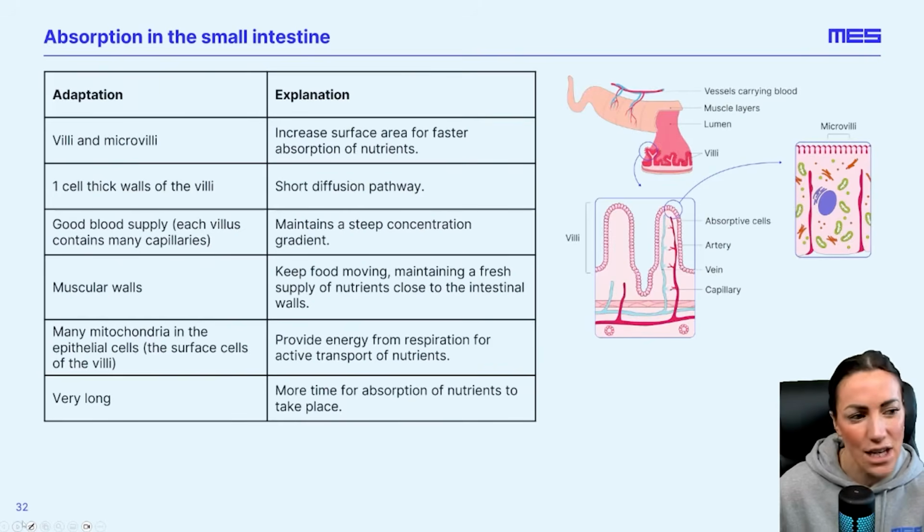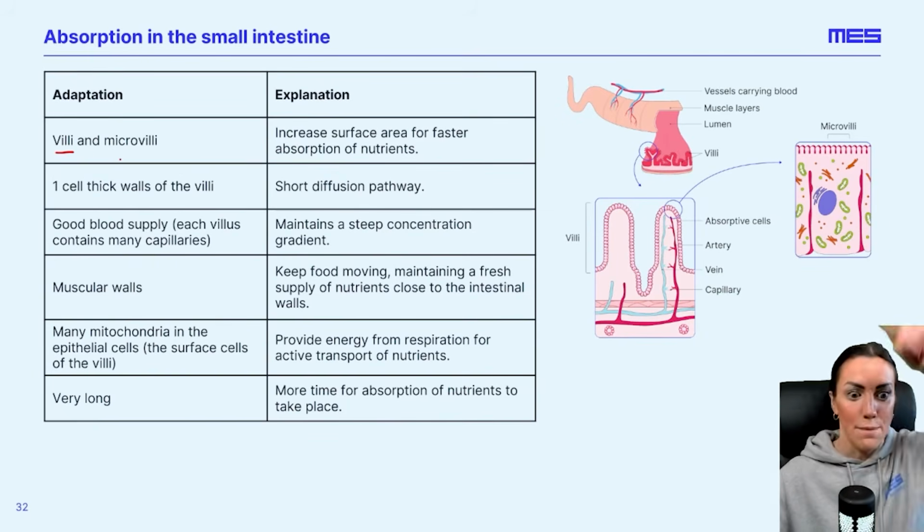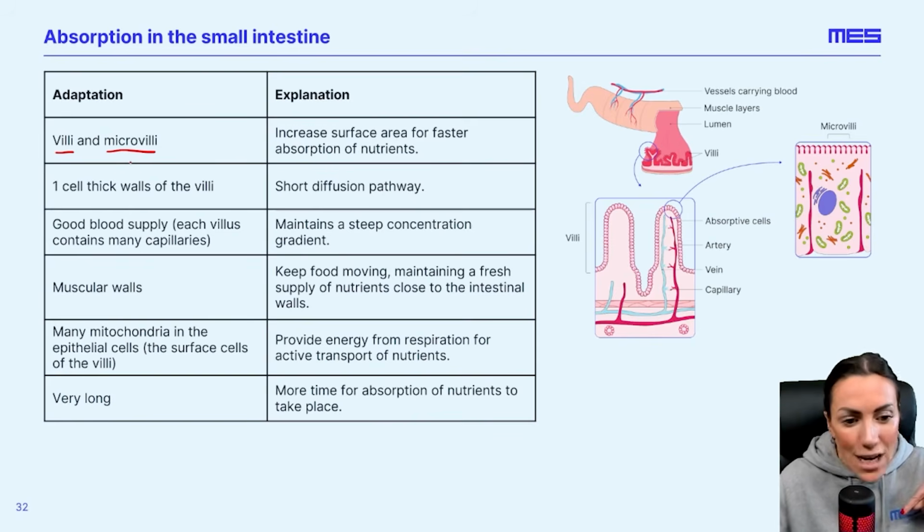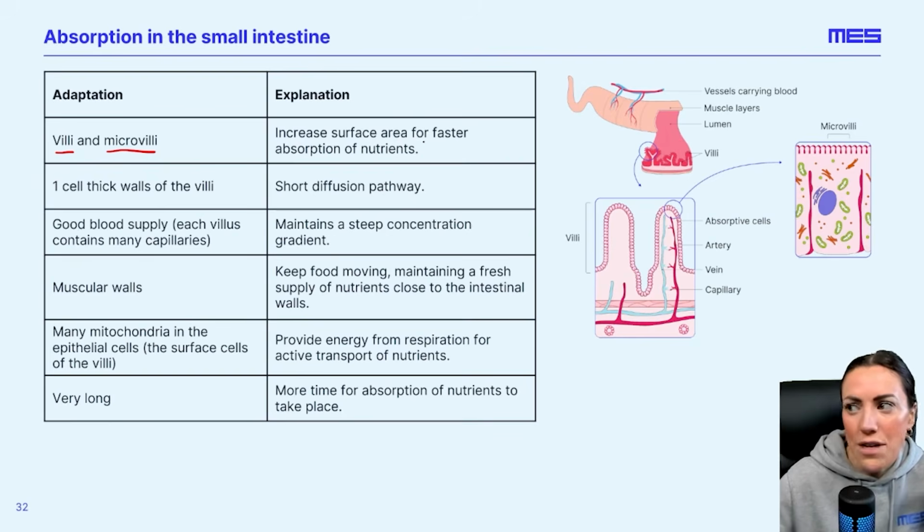But let's go ahead and go through the key adaptations of the small intestine, because this could come up as a 4 to 6 marker. So we've already said inside the small intestine there are villi, the big folds, and microvilli, which is the folded cell membrane. This increases the surface area. We've seen this a lot now. The bigger the surface area, the faster the rate of diffusion, or in this case, the faster the nutrients will be absorbed into the bloodstream.